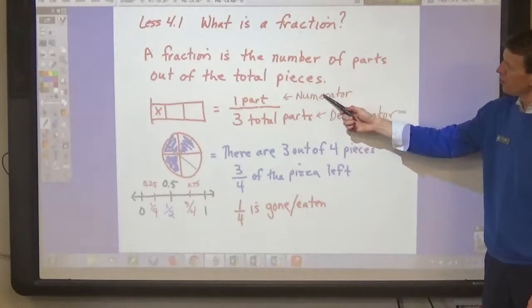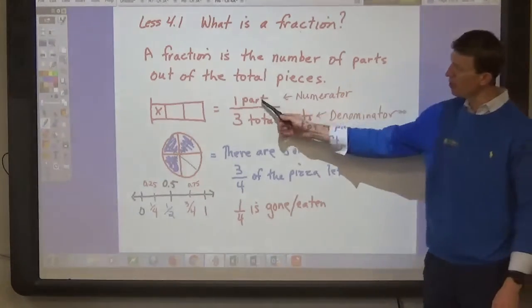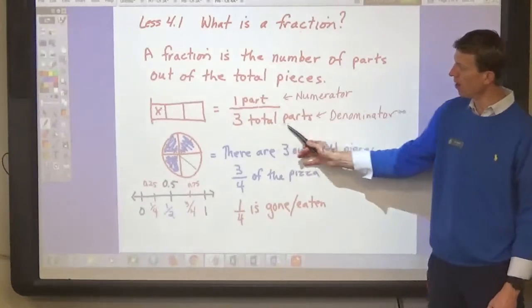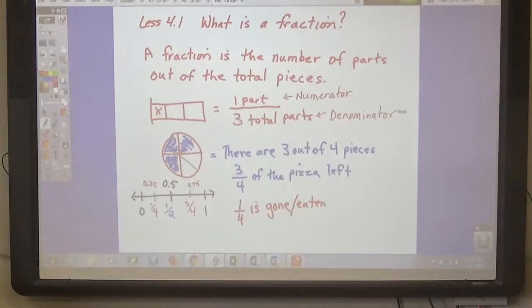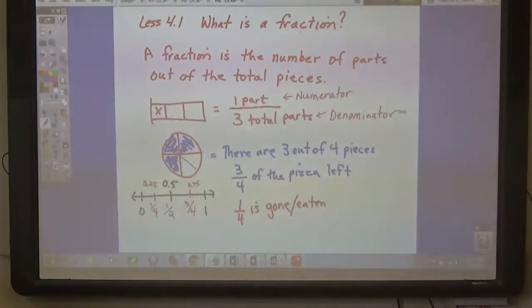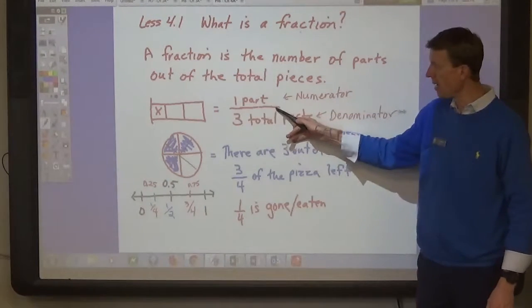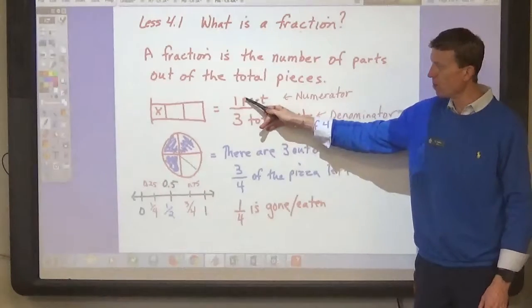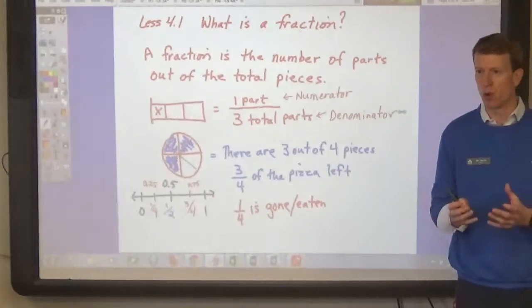Now, the numerator tells you how many parts, the denominator tells you how many total there are, but the denominator can also tell you something else. Anyone know what the denominator can also tell you? What it's divided by. Good, yep. So this can be the division bar, and you can convert this to a percent, meaning the amount out of the total.